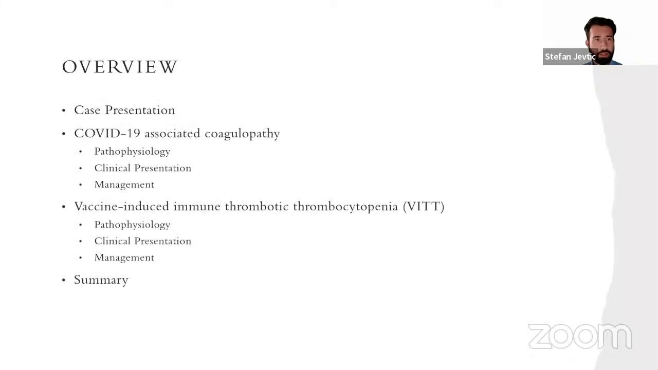And really today I'm hoping to start with a case just to highlight the complexity of these two presentations in the clinical setting. Then we'll review COVID-19 related coagulopathy, which is a unique viral infection associated entity, how it presents and what we know so far about its management. And then we'll move into vaccine induced immune thrombotic thrombocytopenia, which is a separate unrelated entity to COVID-19 infection, but has been linked to adenovirus vaccine related events. And finally, we'll summarize both of these and return to our case.